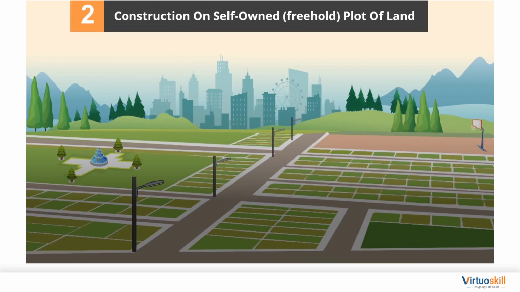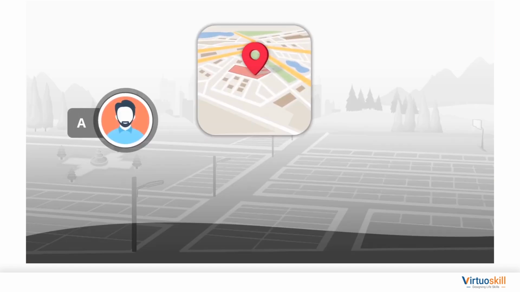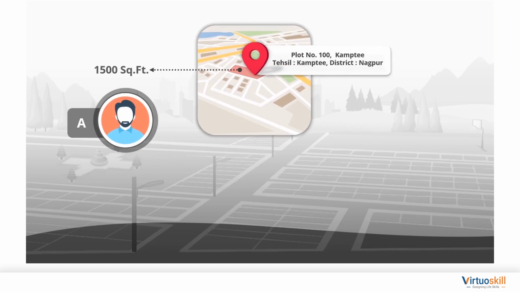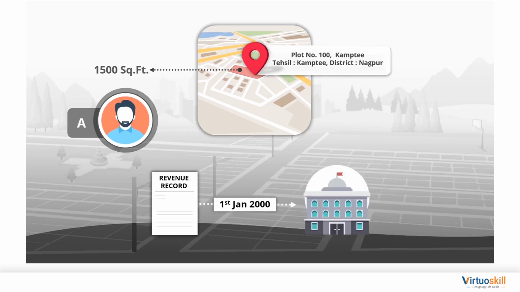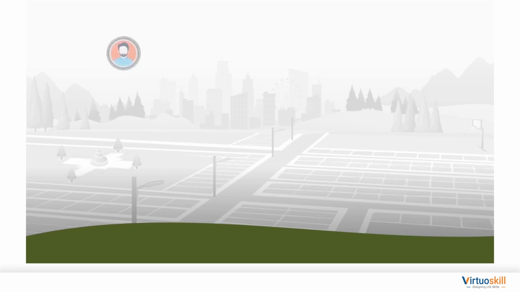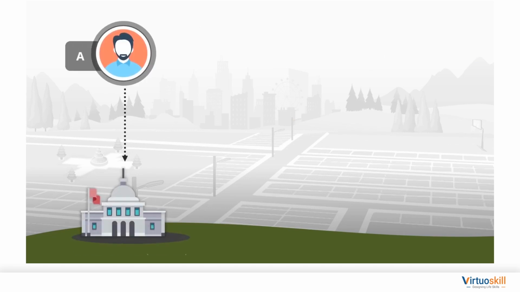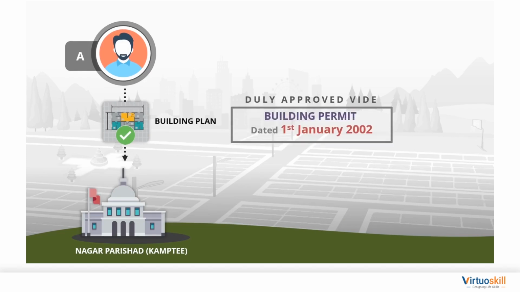The second is construction on self-owned freehold plot of land. Let us see an example. Mr. A owns land measuring 1,500 square feet on plot number 100 situated at Kamti, Tehsil Kamti and district Nagpur. A's name is duly mutated in the revenue records. Mr. A purchased the plot vide sale deed dated 1st January 2000, which was duly registered in the office of the sub-registrar Kamti. Mr. A applies to Nagar Parishad Kamti for approval of the building plan, which is duly approved vide building permit dated 1st January 2002.